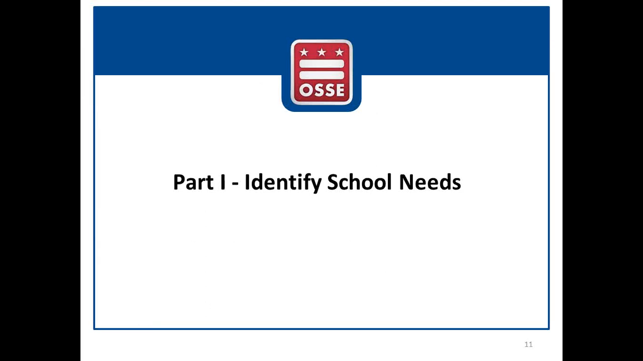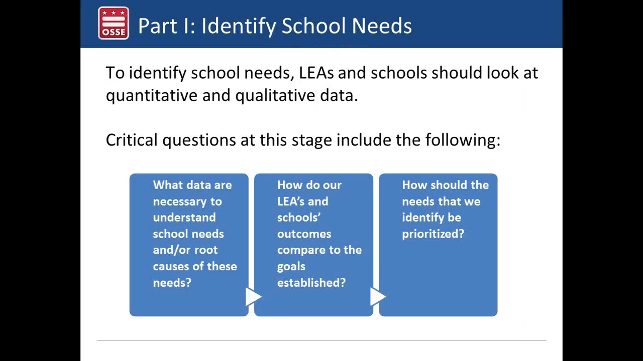Now we're going to examine part 1 of the plan, which focuses on identifying the needs of the school. When identifying school needs, both quantitative and qualitative data should be analyzed. The following are critical questions that the team should consider. What data are necessary to understand the school's needs or root cause of their needs? How do schools' and LEAs' outcomes compare to the goals established? And how should the needs identified be prioritized?